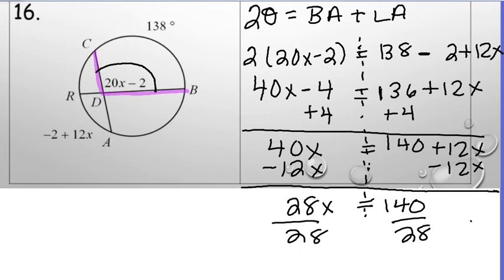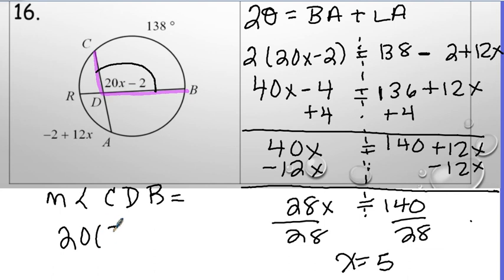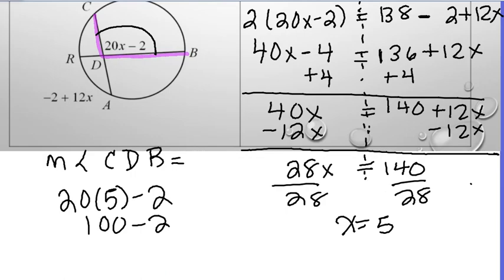So we solved for x, but that is not what the question asked us to solve for. It asked us to solve for that angle. So we're going to say the measure of angle CDB equals 20 times 5 minus 2. So you get 100 minus 2, which is going to be 98 degrees. And you finish.